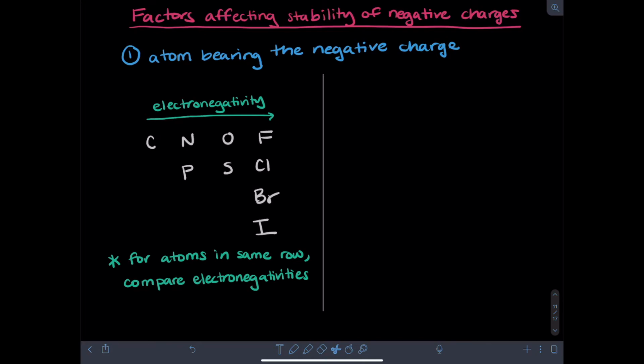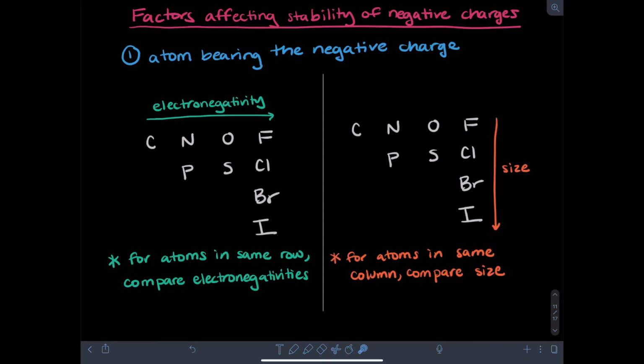If you're comparing atoms from the same row in the periodic table, what you're going to want to do is compare their electronegativities. Electronegativity increases going from carbon to fluorine. Alternatively, if you're comparing conjugate bases that have atoms from the same column rather than the same row, you need to compare size instead. So atom size increases going down the periodic table.